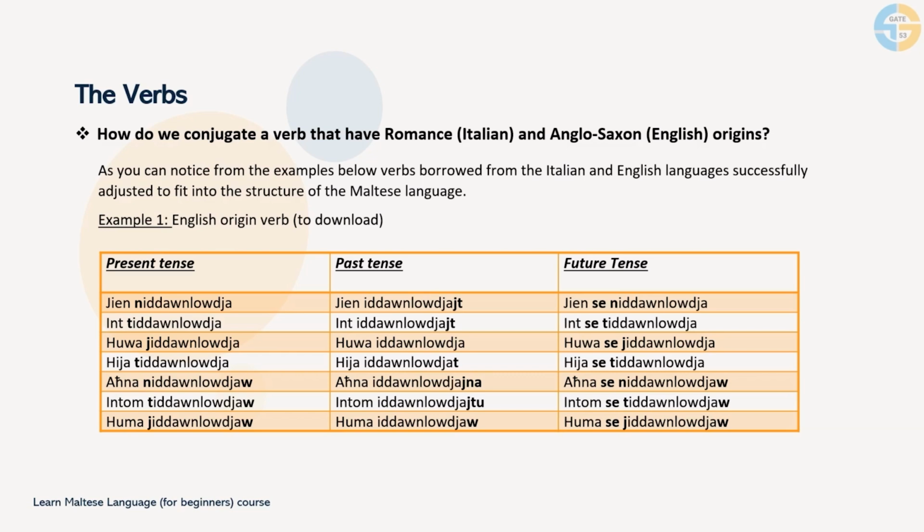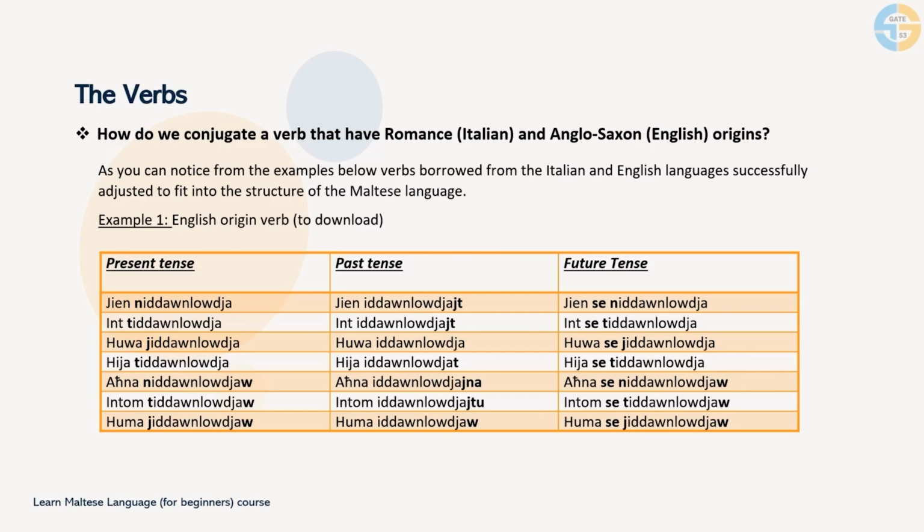Jien niddownloadja. Inti tiddownloadja. Huwa jiddownloadja. Hija tiddownloadja. Aħna niddownloadjaw. So the w has been added here. In order to fit the structure of the Maltese language, we also added the w here. In normal Semitic verbs, we don't add the w. So aħna niddownloadjaw, intom tiddownloadjaw, huma jiddownloadjaw.